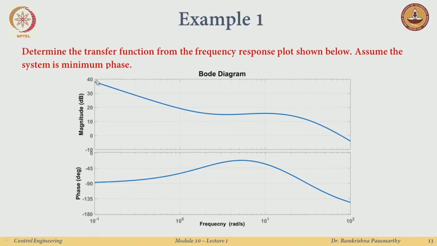Just as an example, how do we do this? Say I do frequency testing of a system. I subject my system to several frequencies, and I see a plot like this. If I say that I do not know anything about the system, and I just give you this plot, just the magnitude plot, forget even the phase for the moment, can I find out the transfer function?